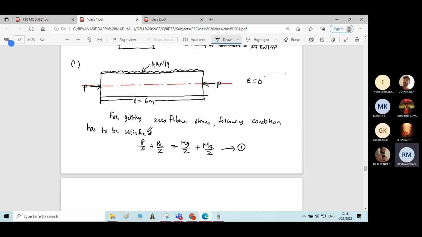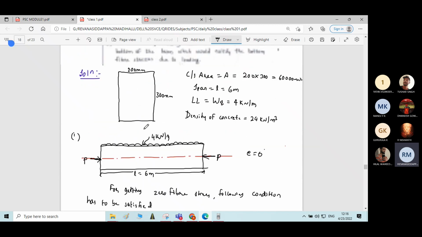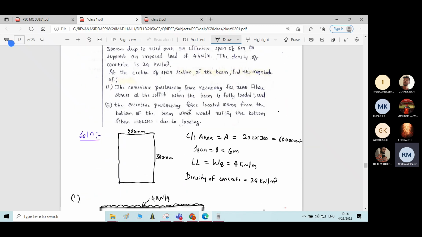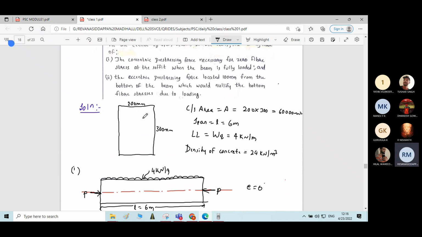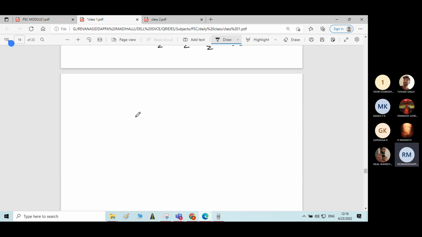Okay, so P is the unknown factor. We have to find the force P, the concentric prestressing force. The area of cross section we can calculate. Dimensions are given as 200 by 300. Therefore, area of cross section A is equal to 200 times 300, that is 60,000 mm square.